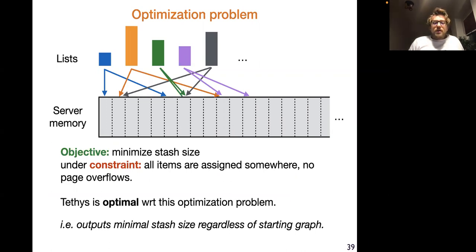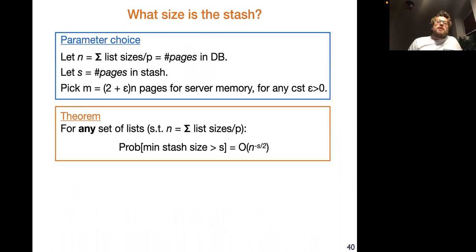And you can actually show that Tetris is optimal with regards to this optimization problem, meaning that whatever starting configuration you have, however you chose initially to allocate your lists, if you run the max flow algorithm, then in the end you get an optimal stash size with regards to your 2 bin choices. Yes, so Tetris is optimal, but of course, we don't have an upper bound yet. So even though it's optimal, worst case, we might still have a huge stash. And so we still need to analyze the stash size.